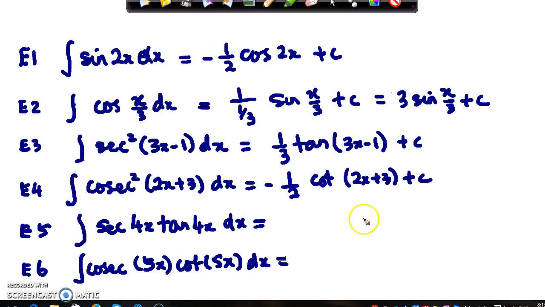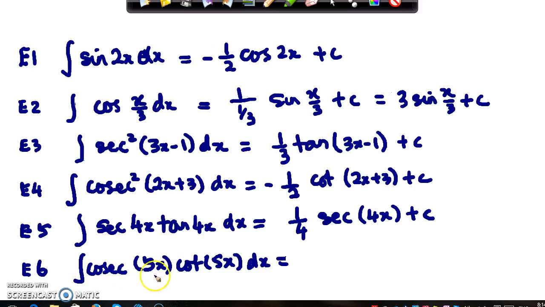That finishes example 4. Example 5, integrate secant tangent. Okay, we differentiate the angle, 4x will give us 4, therefore 1 over 4. Integrate secant tangent will give us secant, and the angle is 4x, plus c.